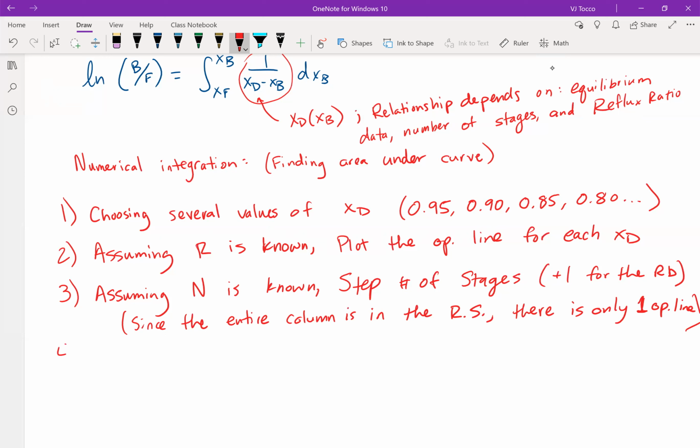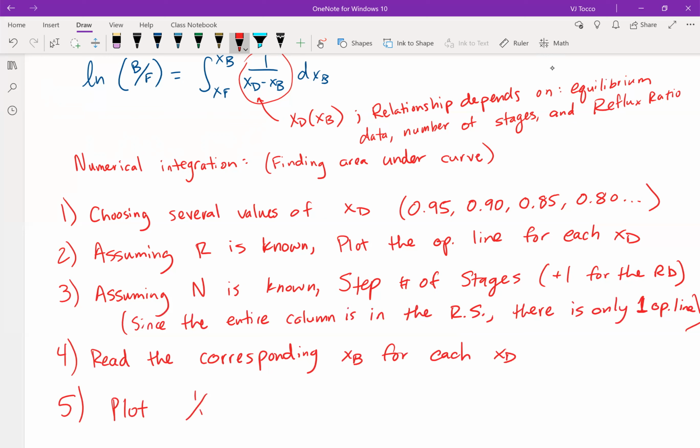The fourth step would then be to, after you step the appropriate number of stages, read the corresponding xb for each xd. And finally, step number 5 is to plot 1 over xd minus xb, where you now know what both of these pairs are, versus xb, because xb is the variable that we are integrating over.